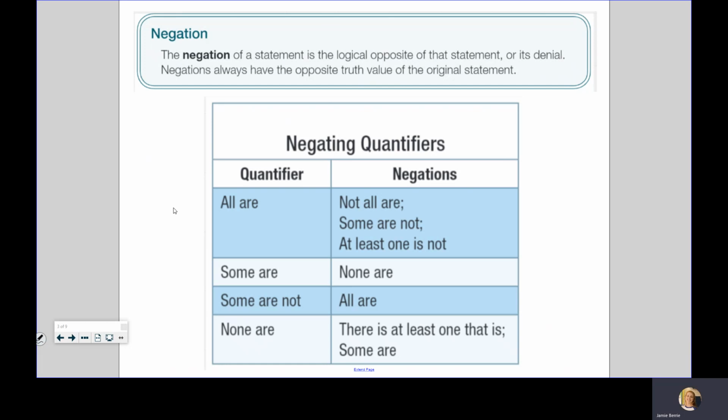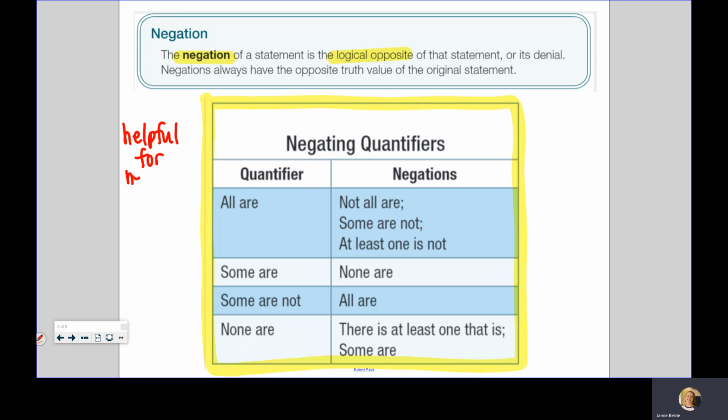All right, now negations. I'll highlight the important parts and the stuff I think you should write down. The negation of a statement is the logical opposite of that statement, or its denial. Negations always have the opposite truth value of the original statement. And then this table is really helpful.